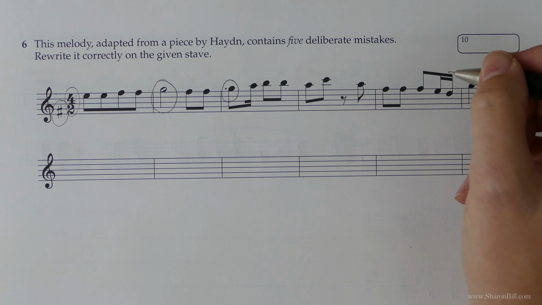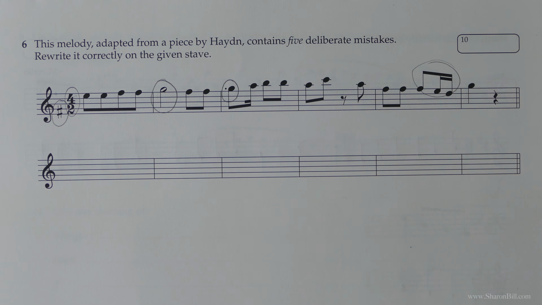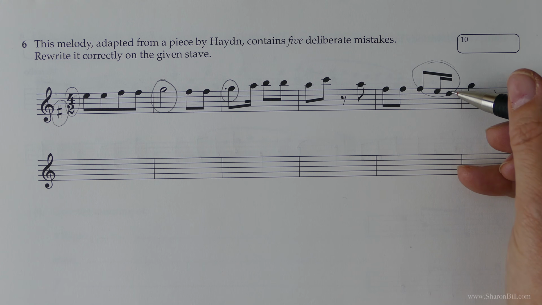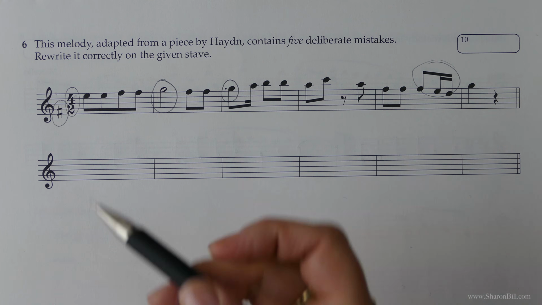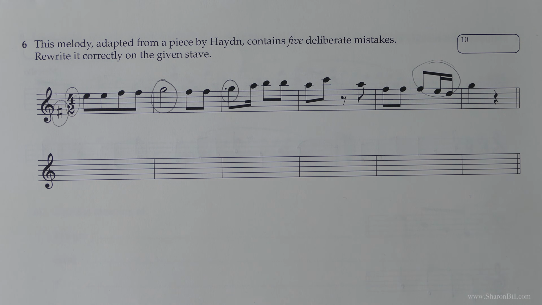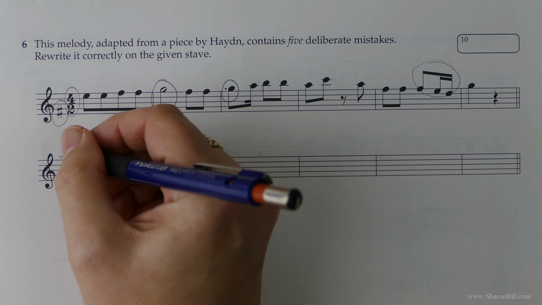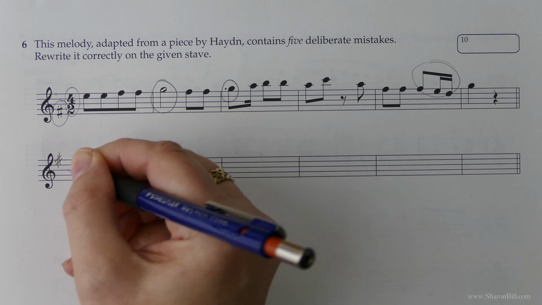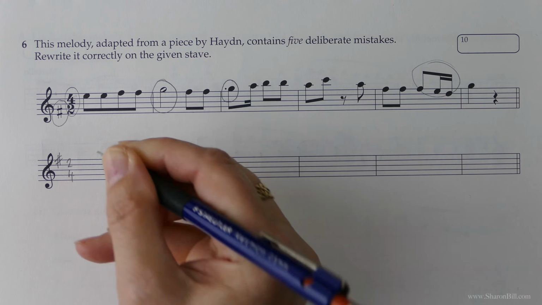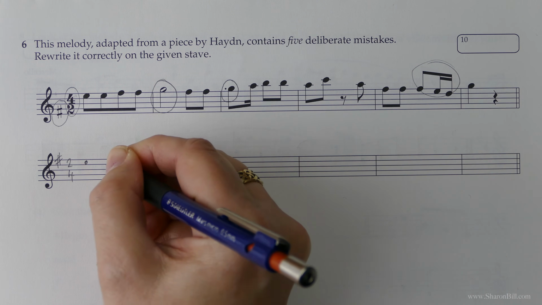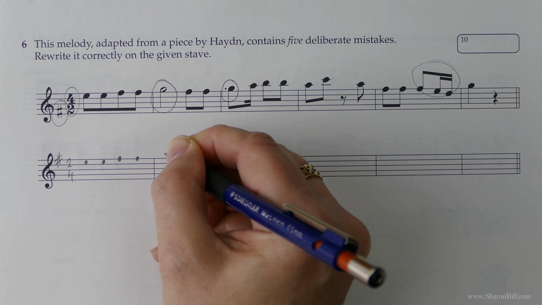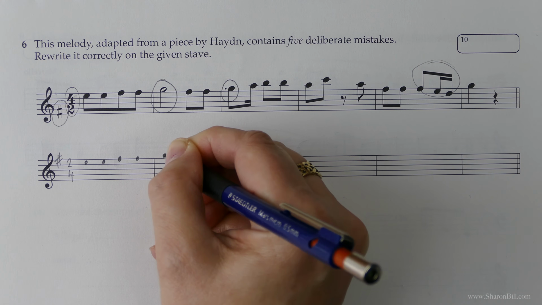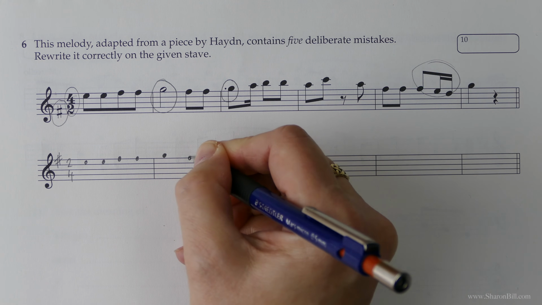And then finally here, the stems are the wrong way. Anything above the middle line has to have the stems pointing down. So that's all the thinking done now. 1, 2, 3, 4, 5, yep. And so we've just got to rewrite it accurately now. So just any order you like, as long as you correct these mistakes. I tend to do the stems last. So that needs to be coloured in, making that a crotchet or a quarter note.